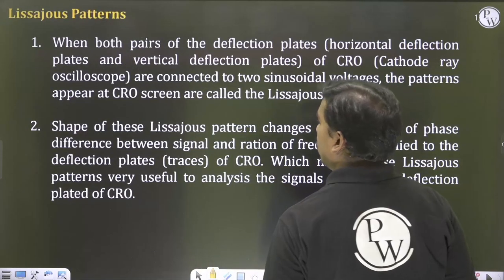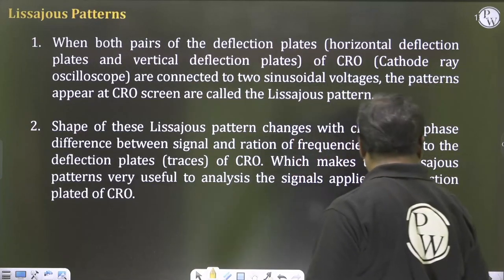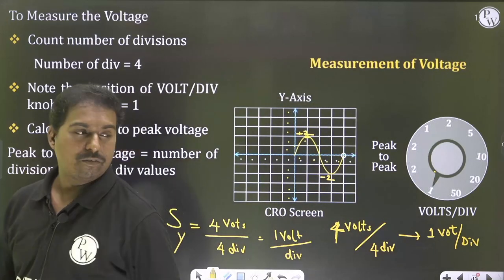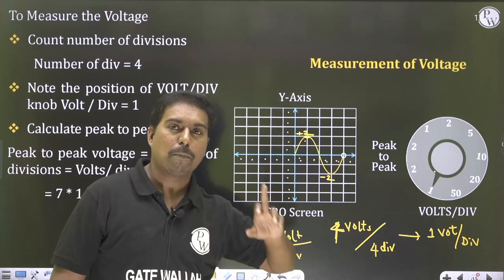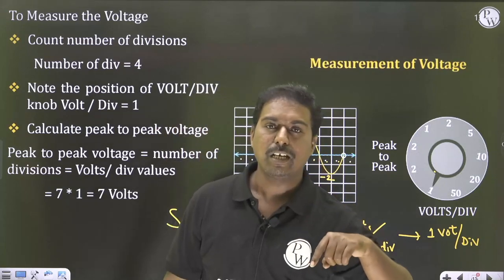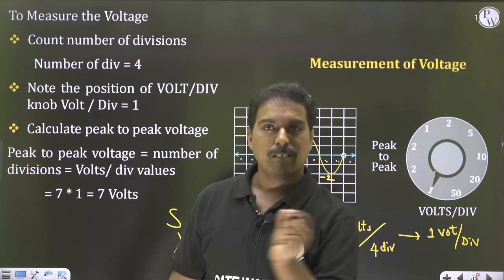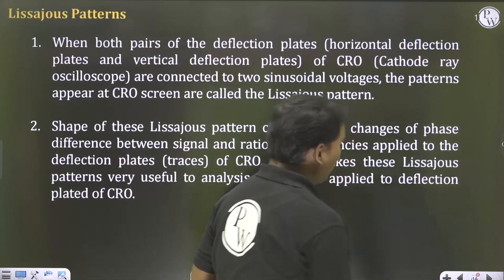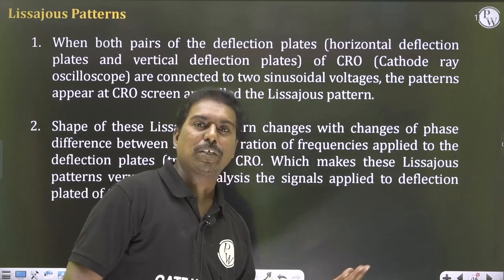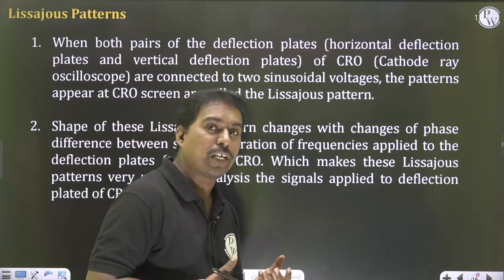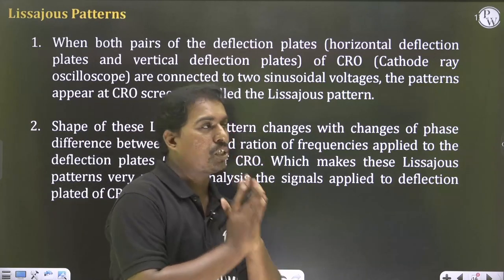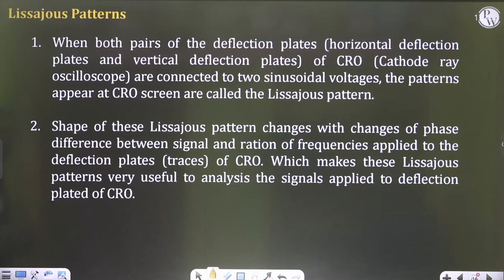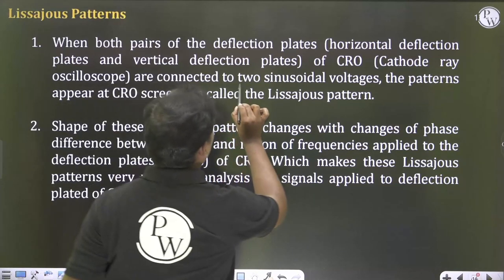Okay, so what is a Lissajous pattern? This is not a Lissajous pattern. Why? Because when we get this type of signal, we apply the test signal to the vertical plates, and to the horizontal plates we apply the time-based signal. Whereas Lissajous patterns are different. When do we get Lissajous patterns? We get Lissajous patterns when for both the plates we apply the same kind of signal. That's what I have mentioned here. When both pairs of the deflection plates, horizontal and vertical, of the CRO are connected to two sinusoidal voltages, the patterns that appear on the CRO are called Lissajous patterns. That means we are applying two sinusoidal voltages.